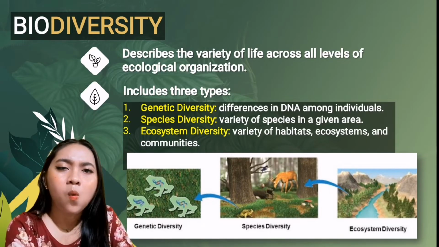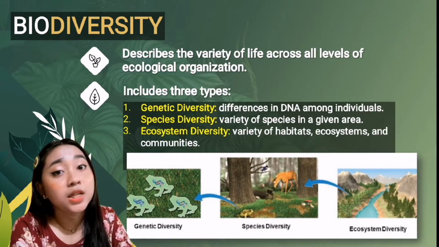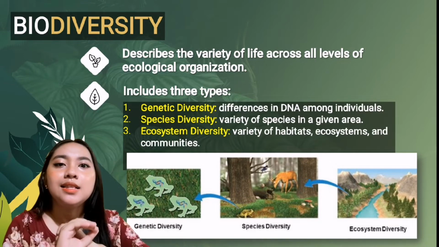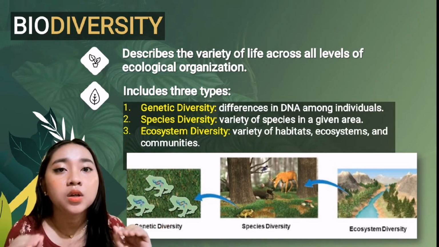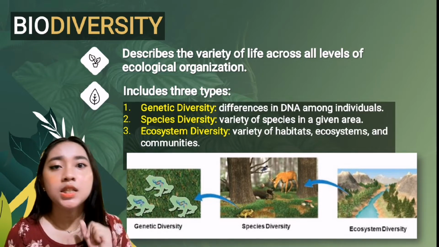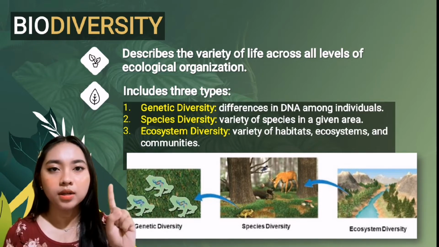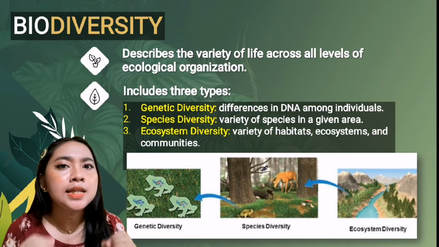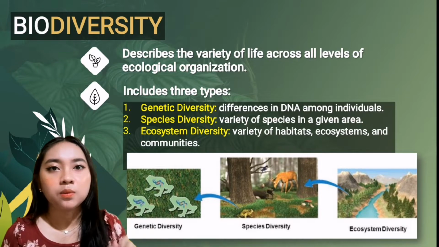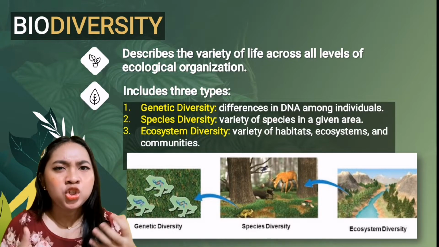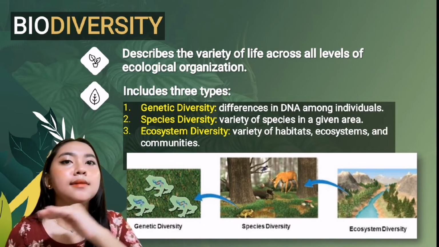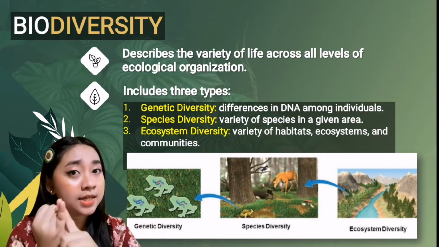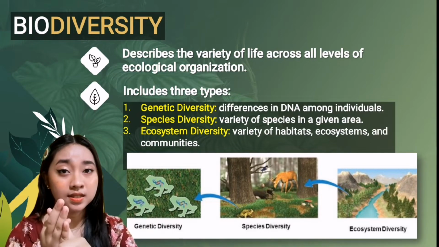So, what is the meaning of biodiversity? Biodiversity describes the variety of life across all levels of ecological organization. It includes 3 types. We have 1. Genetic diversity, which is differences in DNA among individuals. 2. Species diversity, which is a variety of species in a given area. 3. Ecosystem diversity, which is a variety of habitats, ecosystems, and communities.